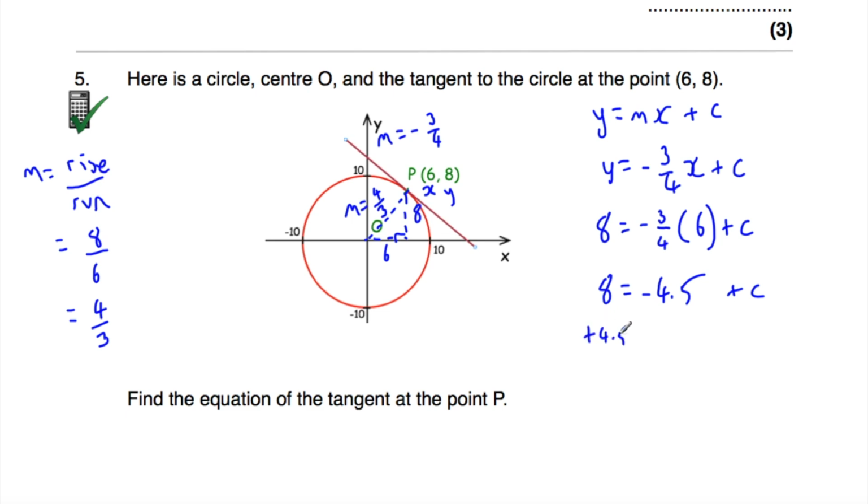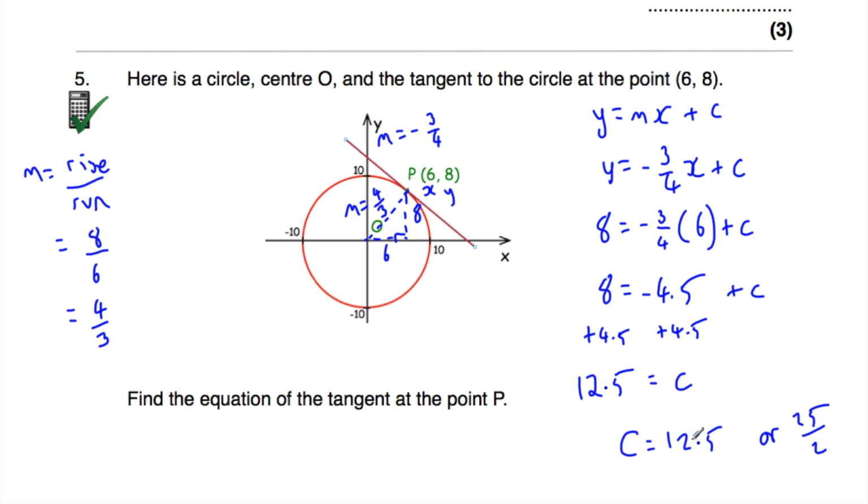So add 4.5 and add 4.5. On the left hand side, we're going to get 12.5, and on the right hand side, we're going to be left with c. So that means that c is equal to 12.5, or we may have it as 25/2.